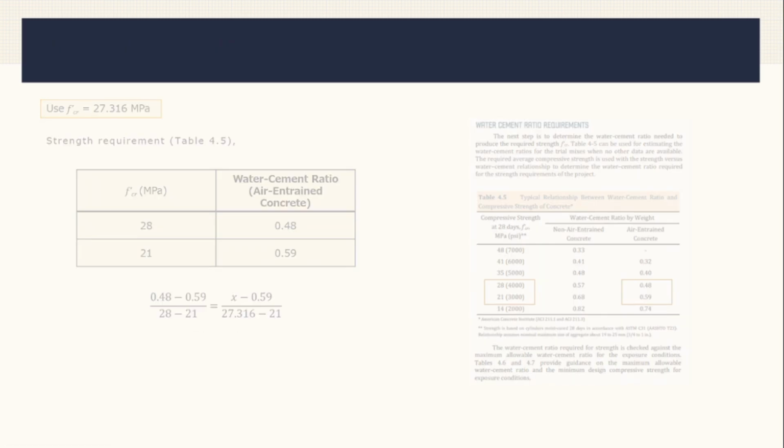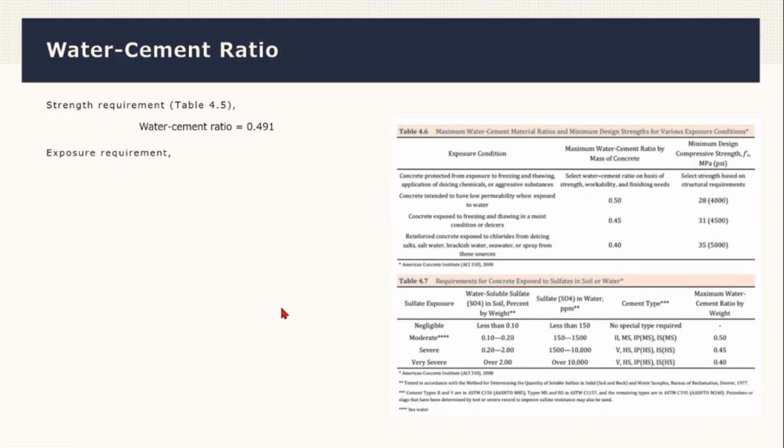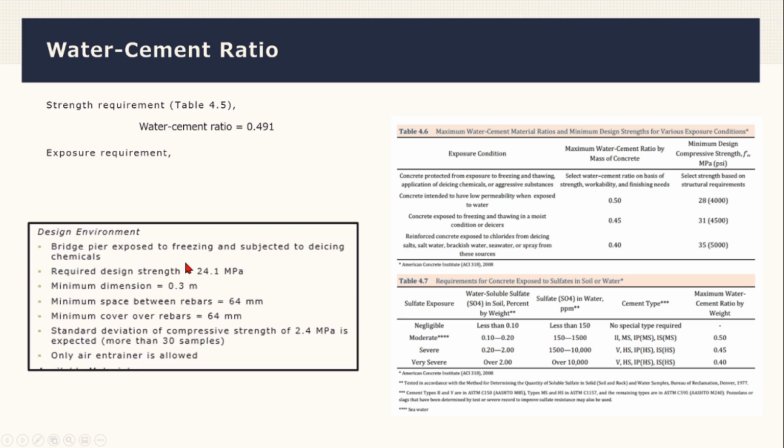And let us try now to compare that on Table 4.6 and 4.7. From Table 4.6, for us to determine the maximum water-cement ratio, we have to determine the exposure condition of the concrete that we are going to create. From our problem, the design environment of a bridge is exposed to freezing and subjected to de-icing chemicals. Therefore, going back here on Table 4.6, it belongs to this exposure wherein it is exposed to freezing and thawing in moist condition or de-icer, which corresponds to 0.45 maximum water content.